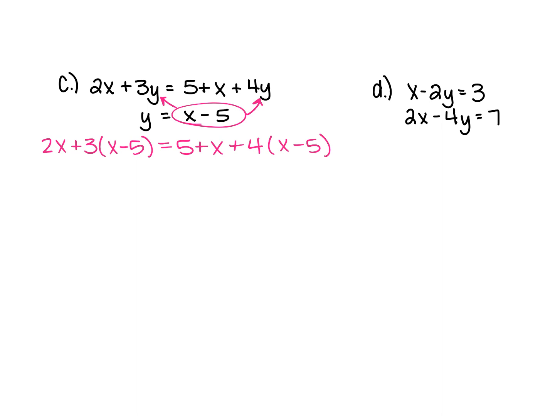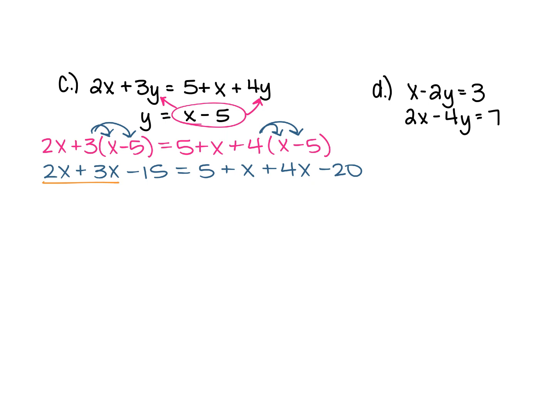First thing I'm going to do is distribute the 3 into the x minus 5, as well as distribute the 4 into the other x minus 5. So that's going to give us 2x plus 3x minus 15 is equal to 5 plus x plus 4x minus 20. From here, I have an x on both sides that I can combine. On the left side, I have 2x plus 3x, which gives us 5x minus 15. On the right side, we have x plus 4x, which is 5x. We also have the 5 minus 20, which is negative 15.